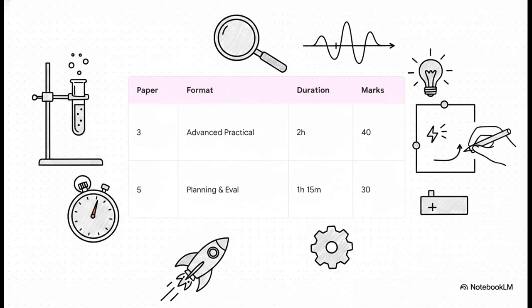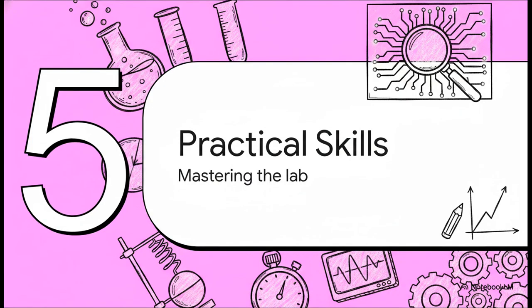Finally, we have Paper 3 and Paper 5. This is where that huge 20% experimental weighting comes into play. Paper 3 is for the AS level, and Paper 5 is for the A level. They both test your AO3 experimental skills, but they do it in completely different ways, which honestly catches a lot of students entirely off guard. Which leads us perfectly into Section 5, Mastering Practical Physics Skills.